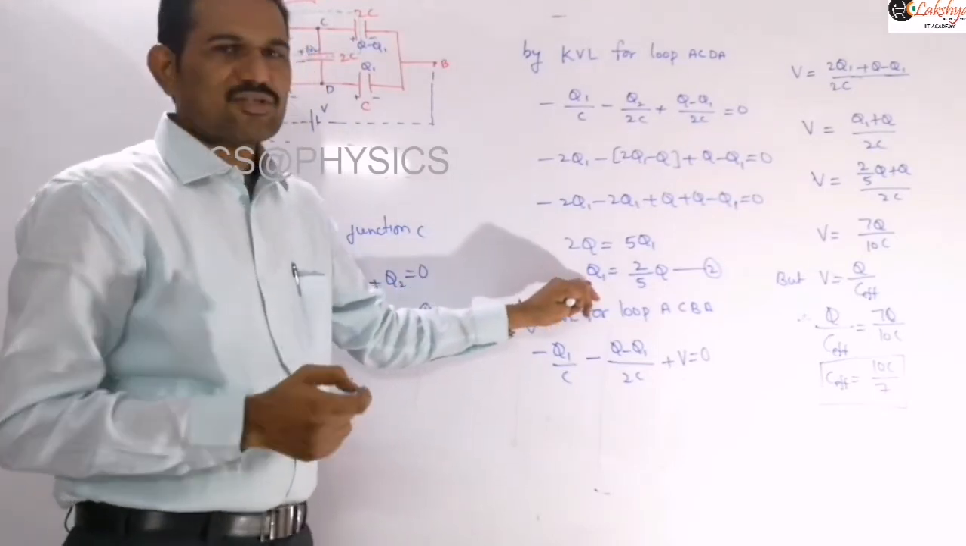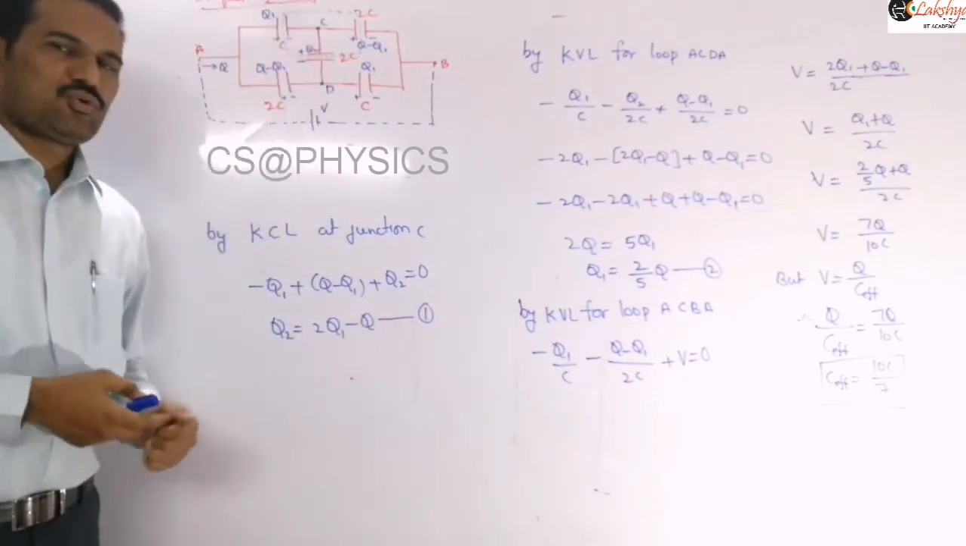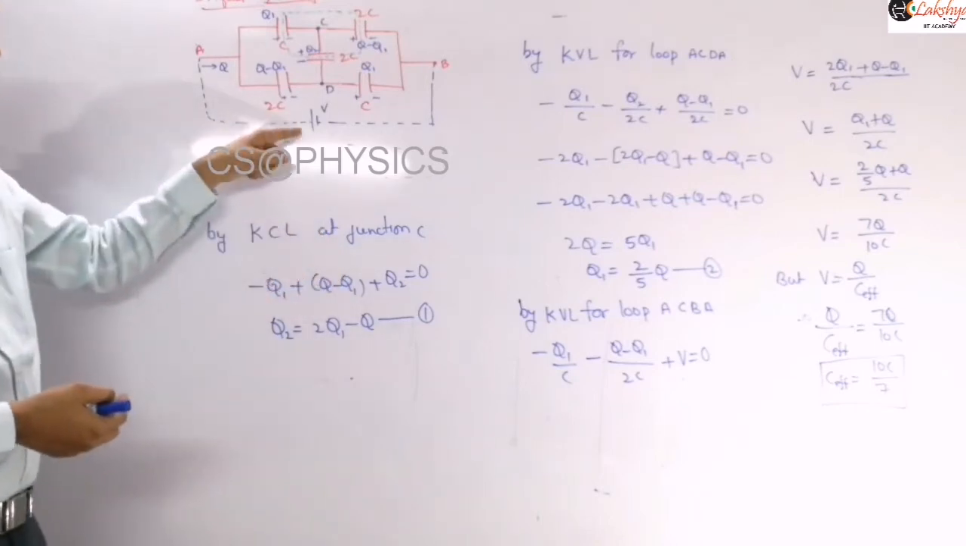From this we are getting this Q1 expression as a function of Q. Then by using Kirchhoff's law, we finally need to apply Kirchhoff's law one more time, including this cell here.